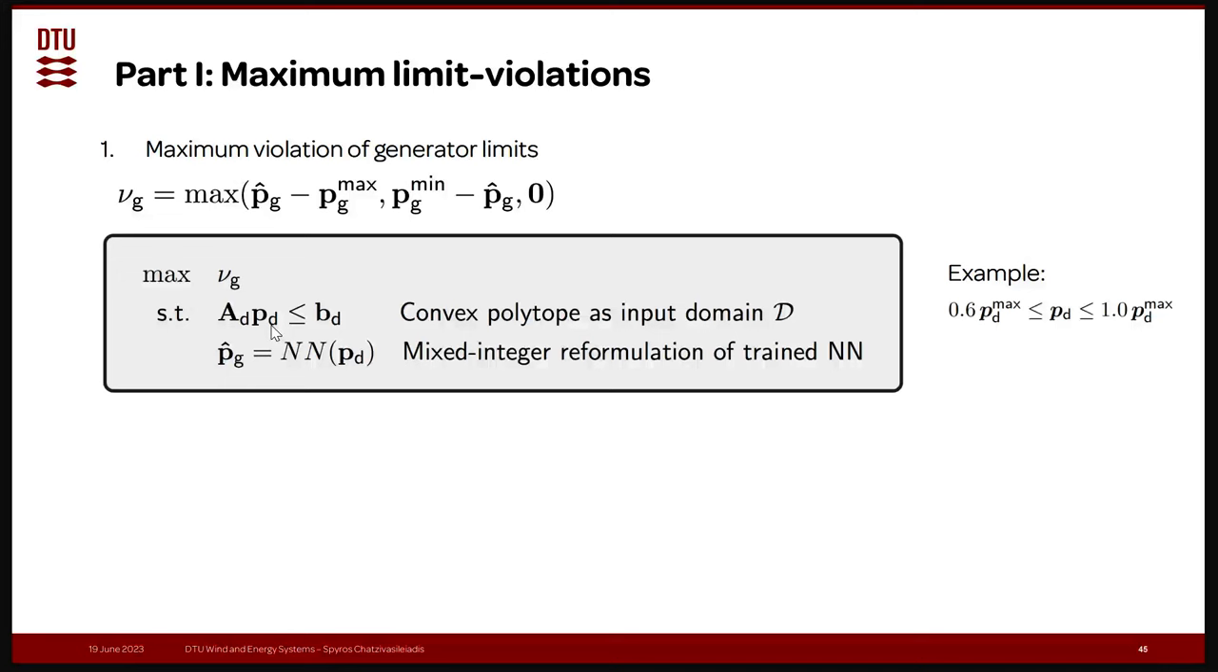This is how we set up the optimization problem. The idea is to maximize the deviation from the upper or lower bound of my generator, subject to the following things. The first is that my load must be within 60 and 100% of the capacity, over all the domain of that load. Then I take my neural network, which is a set of linear constraints with binaries. Across my input domain, that is the load, get me the output, that's the estimate PG, and get me the maximum deviation from the upper or lower bounds. Is that clear? Did I confuse you? What is not clear?